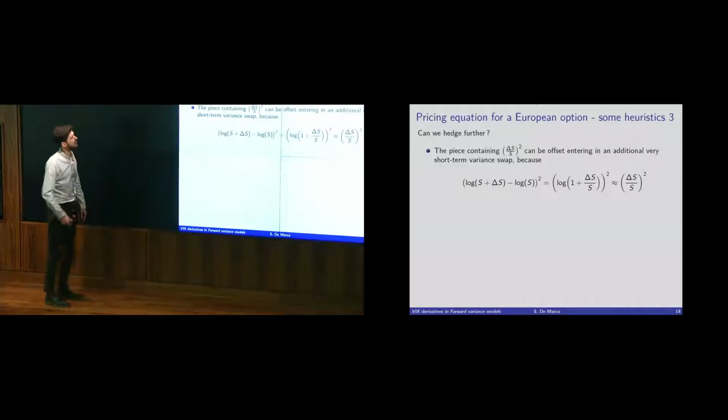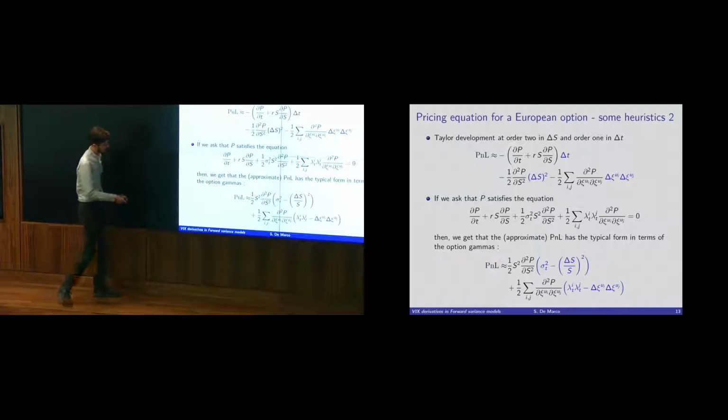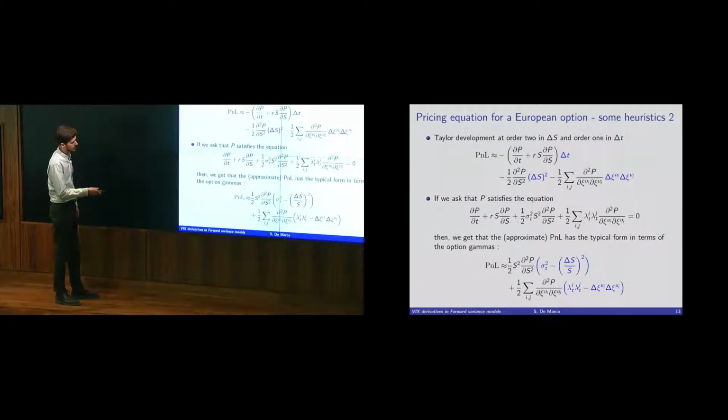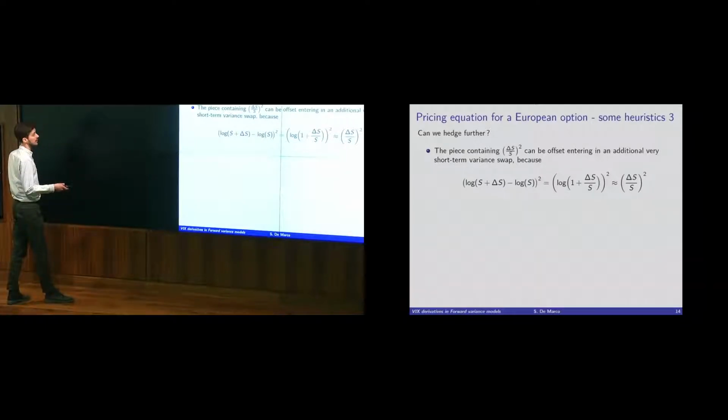So all in all, one step more. This is a long discussion, but I hope it will be useful to introduce the model. Can we go further? Can we hedge further? Can we do something for this term? Yes, we can enter into an additional variance swap with short maturity, with maturity delta t. Why? This is very coarse again, but these arguments are taken from Bergomi's book, by the way.